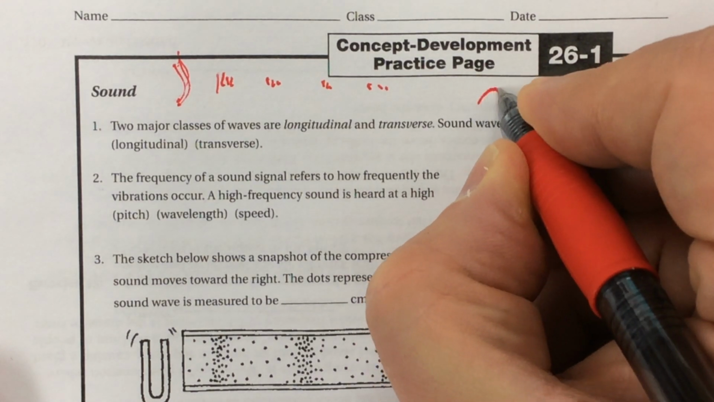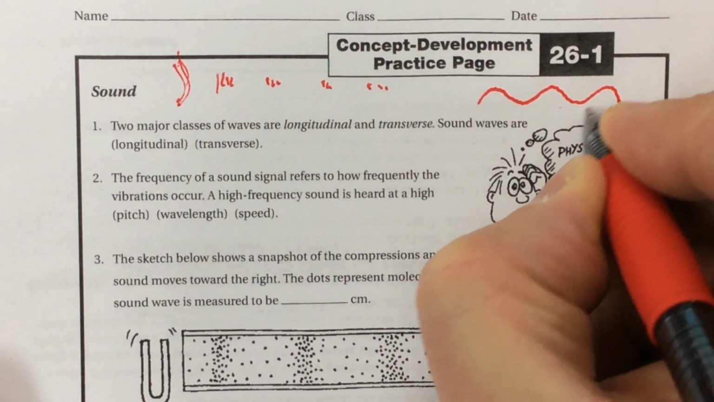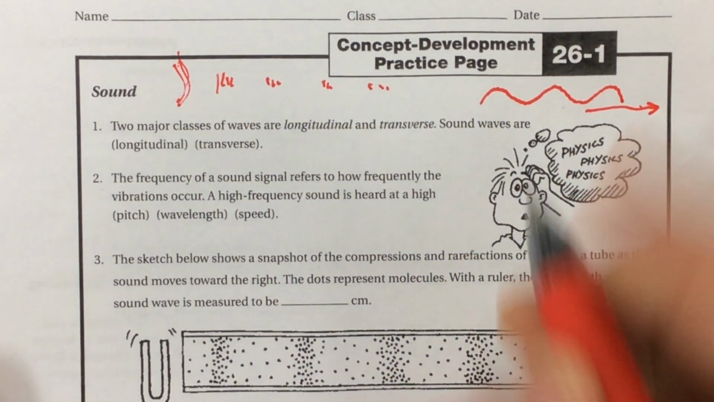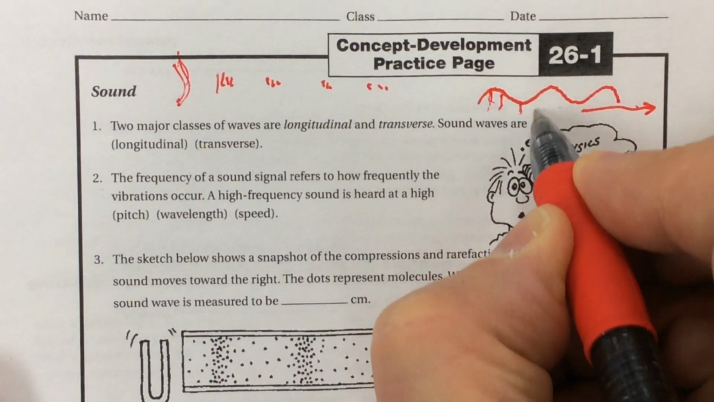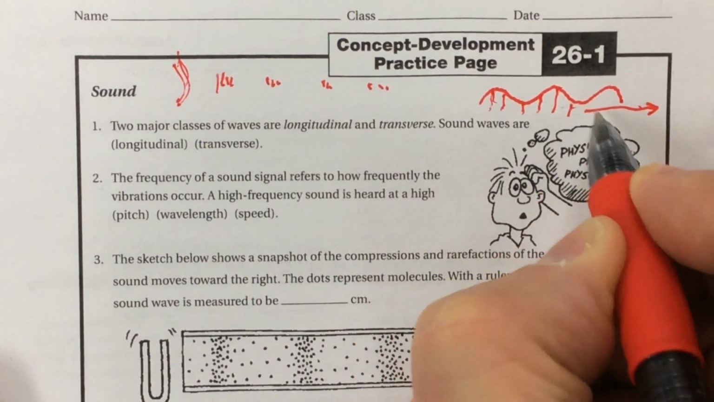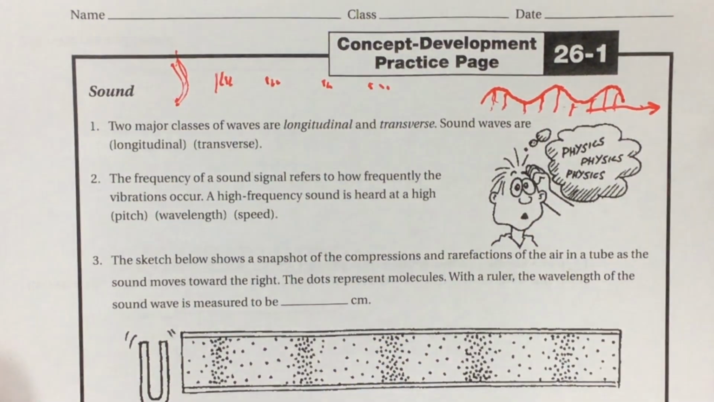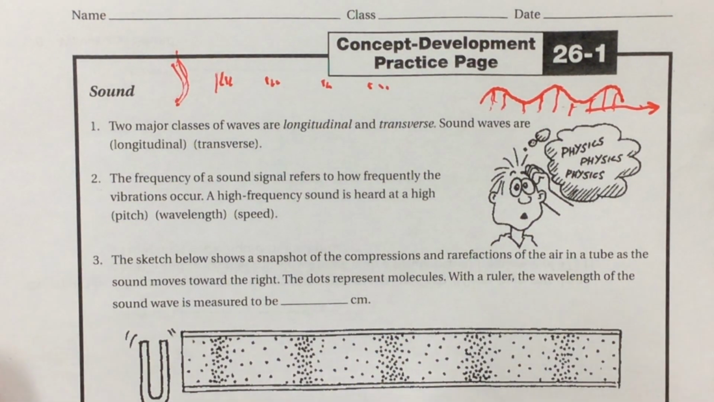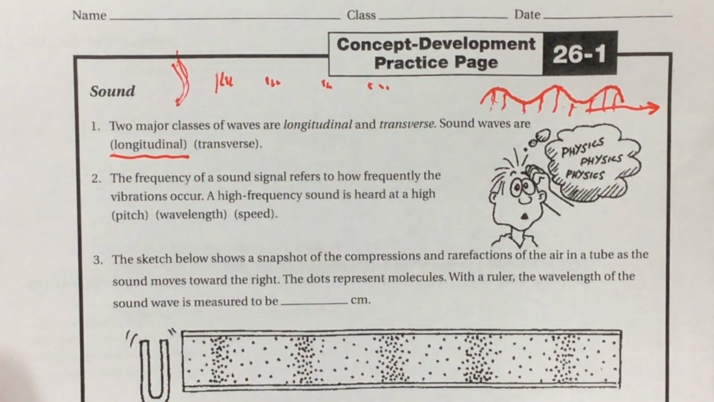Transverse waves are like water waves, where you're going to have a wave pattern going in some direction, but these guys are just going to go up and down. So the molecules, say in the lake, are just going to go up and down, but the energy can transfer left or right. So sound waves are longitudinal waves.